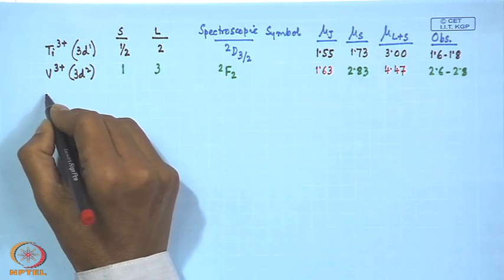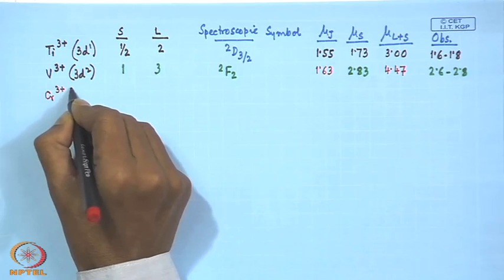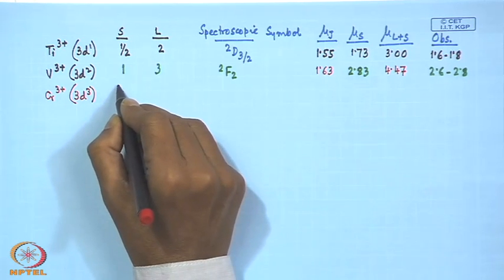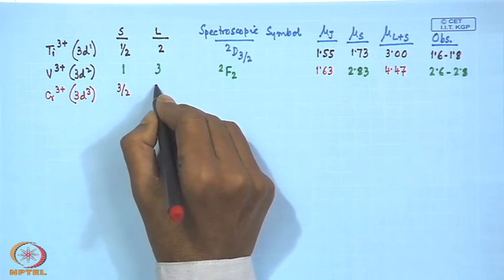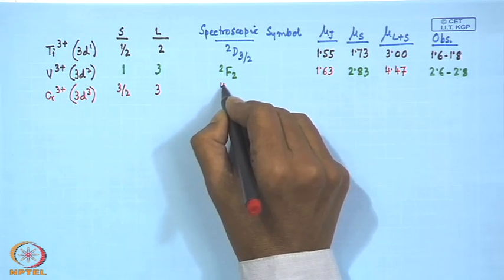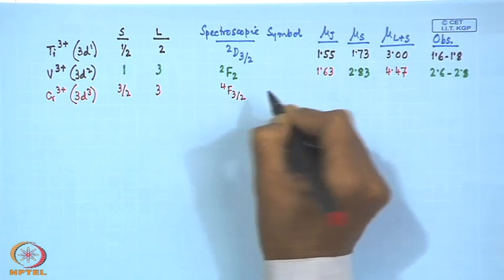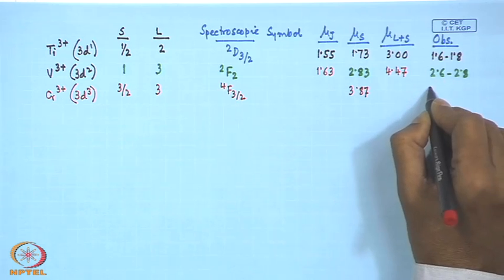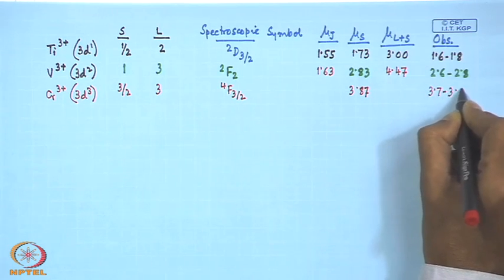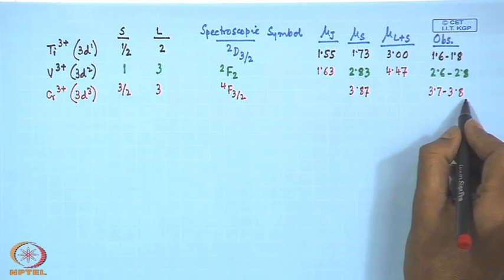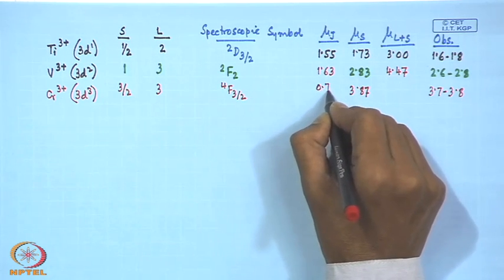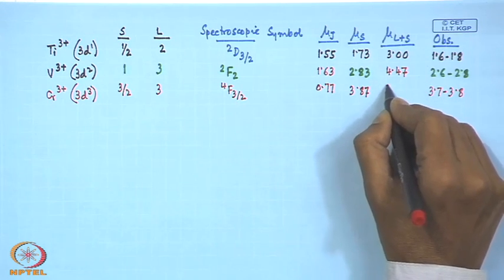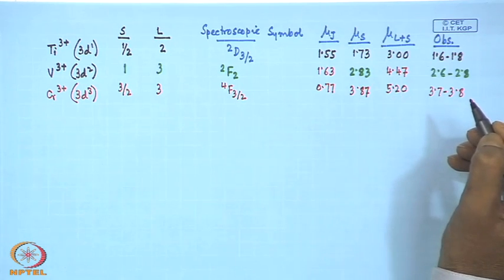Similarly, for chromium 3 plus, we have the 3d3 situation where the S value is equal to 3 by 2 and the L value is equal to 3, and we have 4F 3 by 2. The spin only value, as we have seen, is 3.87 and the experimental values are 3.7 to 3.8, which is matching with the spin only value. But if we think of the mu J equation, it is very less, it is 0.77 only, and the upper limit for L plus S is 5.20.